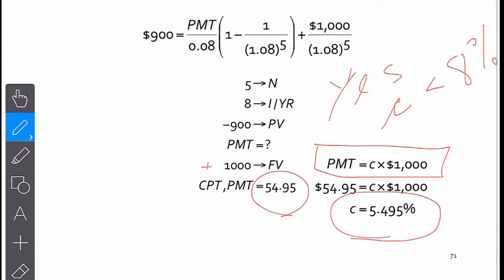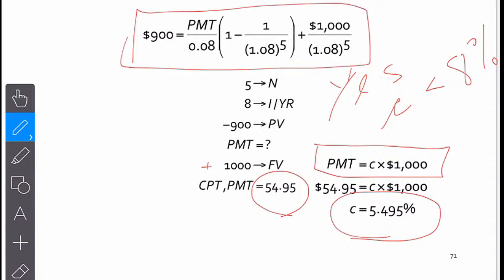It's 5.495. So let me allow you to do that. Ask me some questions. Don't forget, this is how you set up the formula. The most important thing here, if you're not grasping this, is understanding the difference between the rates. So the coupon rate helps you compute the payments you receive. And the yield to maturity is what you use as the implicit rate.